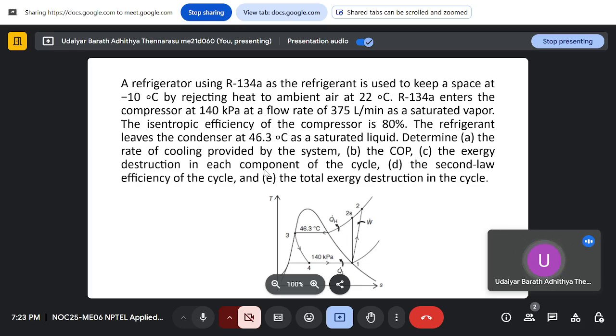The refrigerant leaves the condenser at 46.3 degrees Celsius as a saturated liquid. Determine the rate of cooling provided by the system, the COP, the exergy destruction in each component of the cycle, the second law efficiency of the cycle, and the total exergy destruction in the cycle. So we have a refrigerator. What is given is that it is operating between minus 10 and 46.3 degrees Celsius.